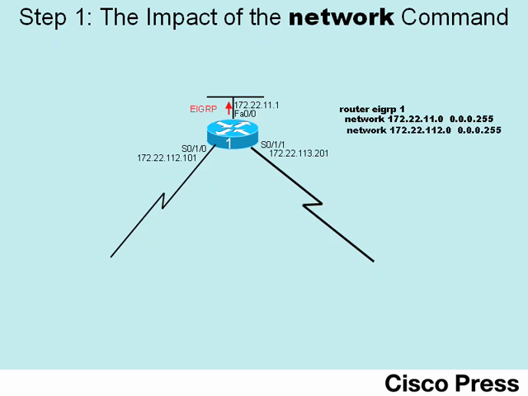Then if router 1's configuration is updated to include the network 172.22.112.0 command, with the wildcard mask of 0.0.0.255, that command would match the S0/1/0 interface on R1 because the first 3 octets of the IP address on that interface match the first 3 octets of the address in the network command. So R1 would start sending and receiving EIGRP messages and advertising about that subnet.